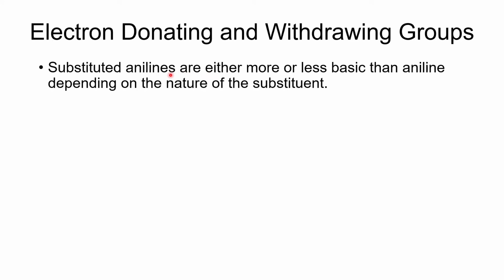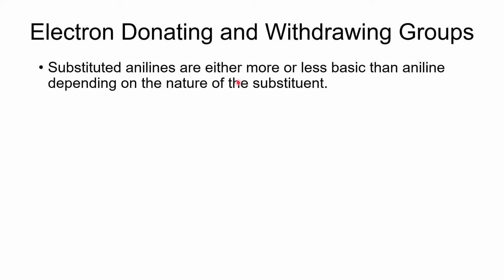So let's look at electron donating groups versus electron withdrawing groups on aniline. So if we have a substituted aniline that is either more or less basic than the aniline. So aniline, again, the pKa.